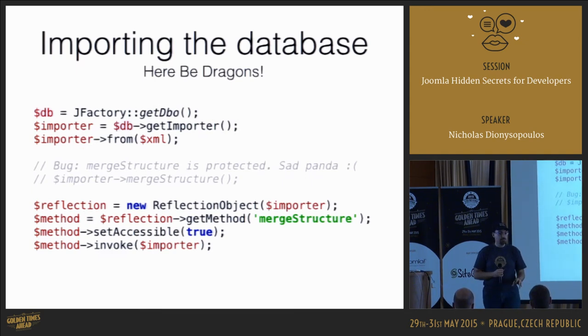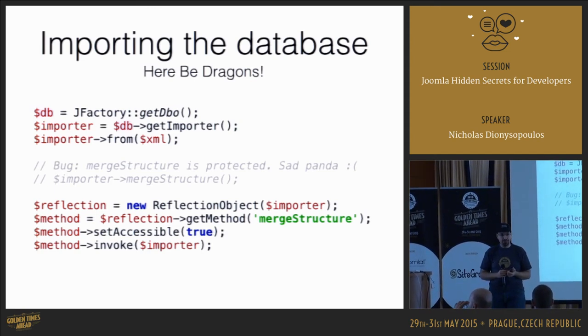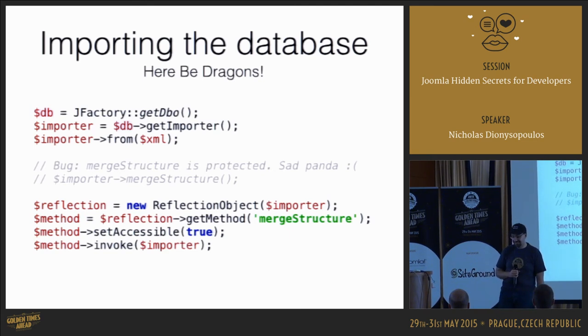Well, almost. It seems that since June 2010, that was 5 years ago, there is a small bug. You can get the importer all right. You can tell it to load an XML file. You cannot run merge structure, because it's a protected function that's not made available at all. So you have to go through reflection. As I was writing the slide, I tried accessing merge structure. Oh, it's protected, damn. So this is probably a bug fix that we will have to consider in the very immediate future. But yeah, if you go through the reflection method, yes, the database import works.